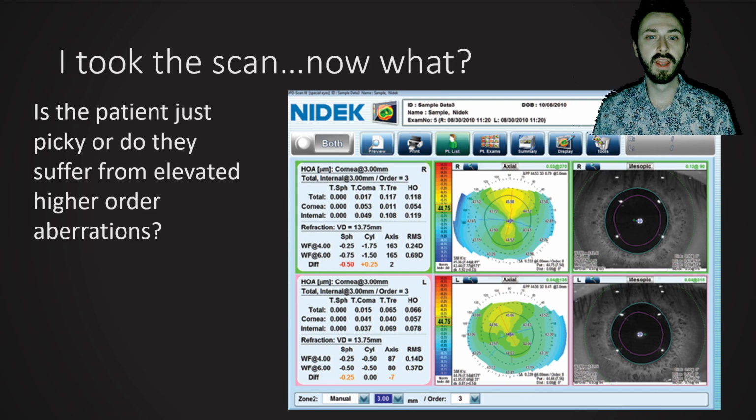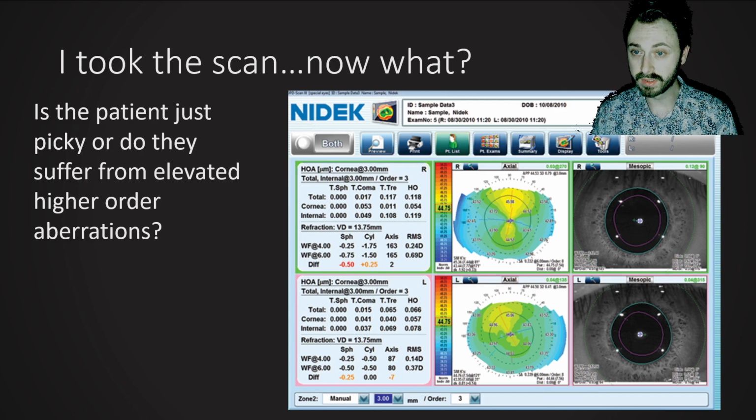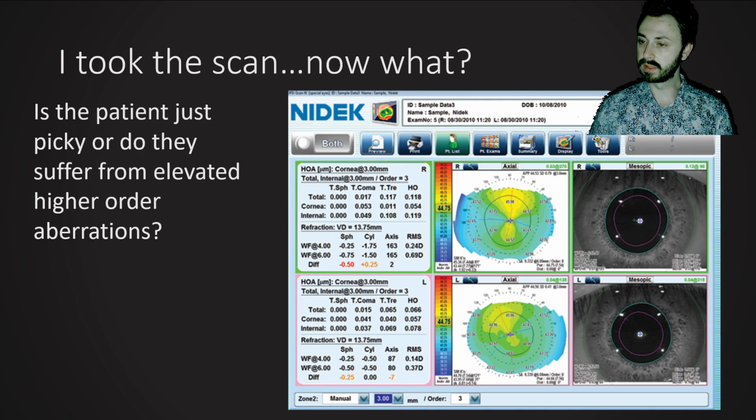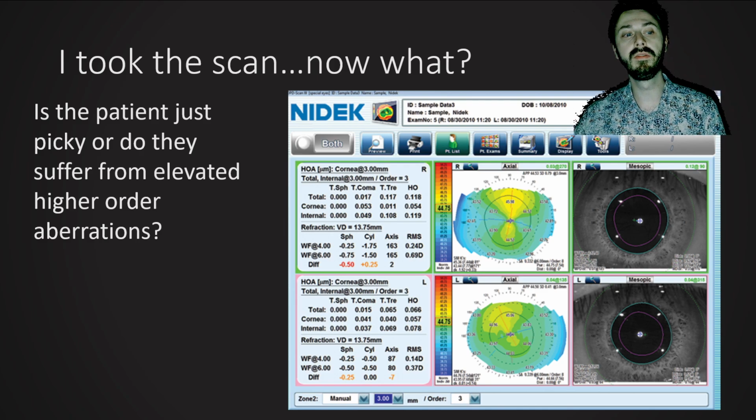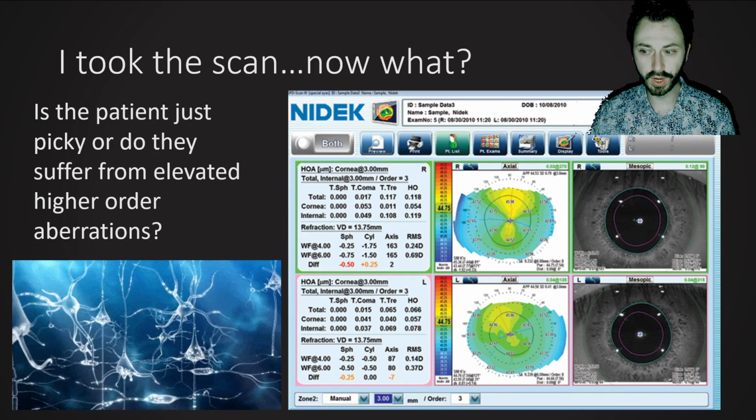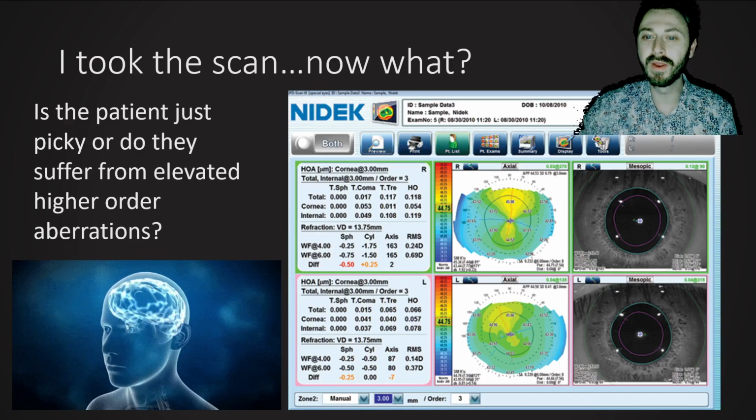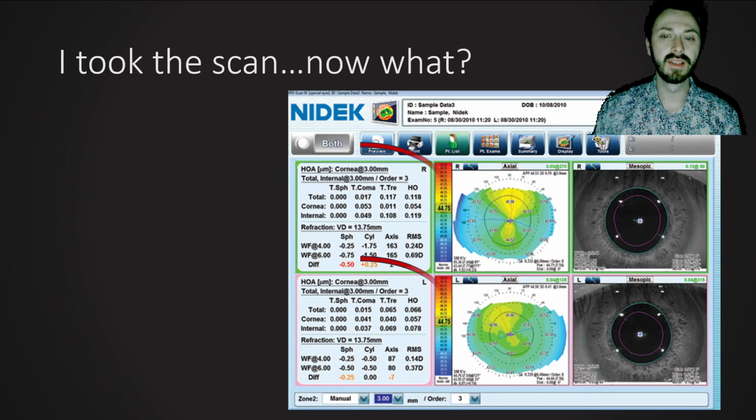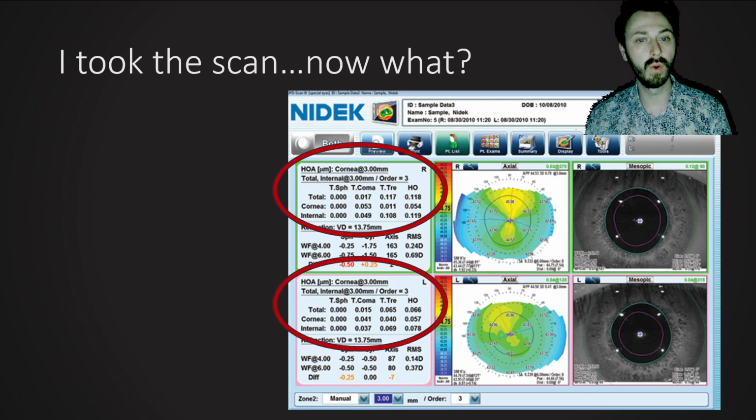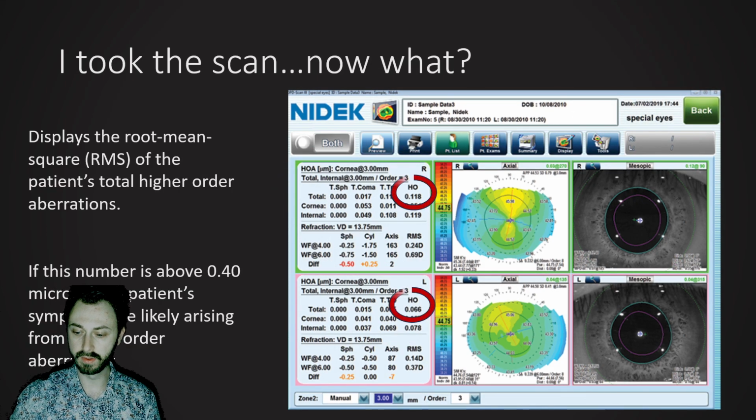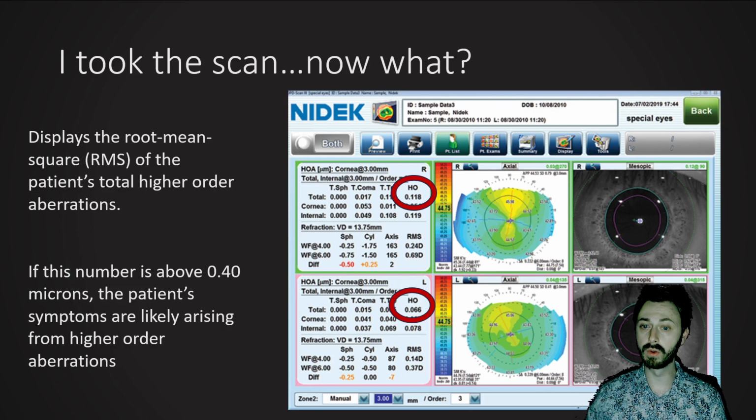This is a good way to screen patients for if they are experiencing elevated higher order aberration or if there may be another cause. So is this patient that we took the scan on just picky, or are they suffering from elevated higher order aberration? As you look across this chart, you're probably trying to find what number am I looking for to tell me is this patient suffering? And we hone in here. These are our higher order aberration values. And we hone in here. This is our higher order root mean square.